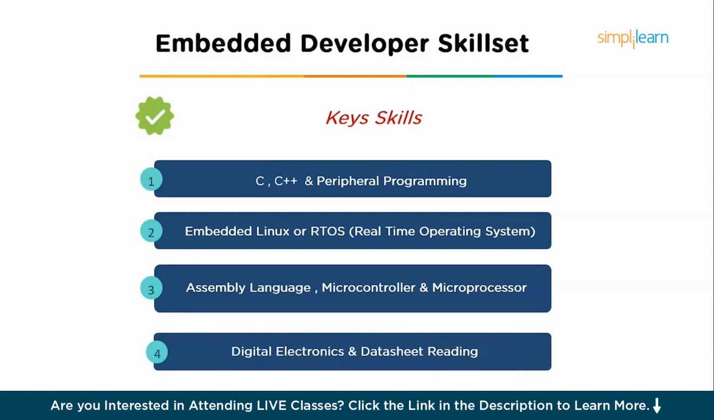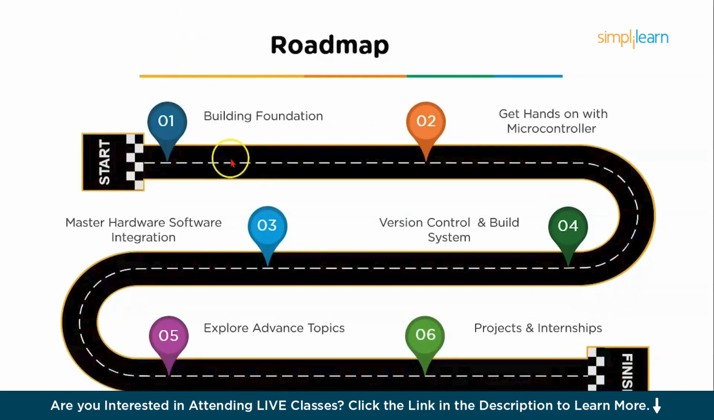Now, let's move ahead and discuss the exact roadmap to become an embedded developer. First you need to build a foundation, like your C, C++. Then you need to get hands-on with the microcontroller. After that, you need to master hardware and software integration. Moving ahead, you should also study version control systems like Git, and then explore advanced topics. Finally, you should build an amazing portfolio by doing projects, and then you could go for an internship. Let us explore each one of them one by one in a detailed manner.